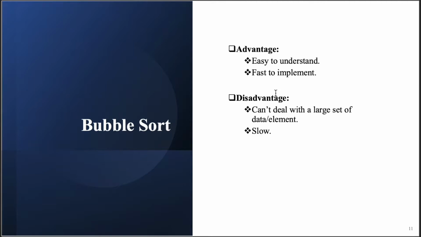Advantages and disadvantages of bubble sort. Advantages are: it is easy to understand and fast to implement. Disadvantages are: it can't deal with a large set of data or elements and it is slow.